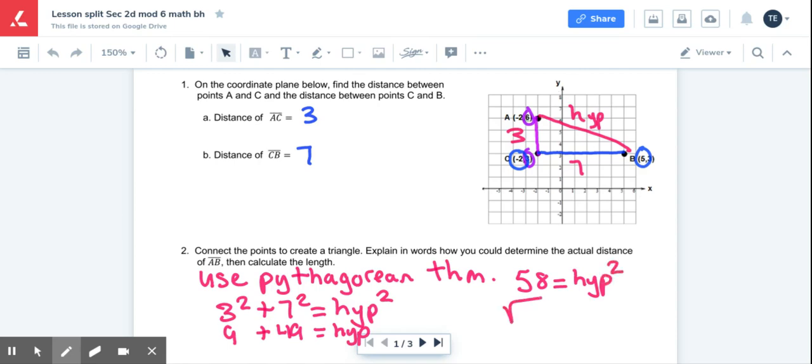So I'm taking the square root of 58 to get the hypotenuse. And then I need to think, is the square root of 58 simplified or not? So I think 2 times 29, 29 is prime, so I'm simplified. So I can leave it like that. Sometimes they'll ask you to round, then I would just stick it in my calculator and say, hey, that is about 7.6. Now I know the hypotenuse should be the longest side, and 7.6 is definitely longer than 3 or 7, so at least I know I'm not crazy.